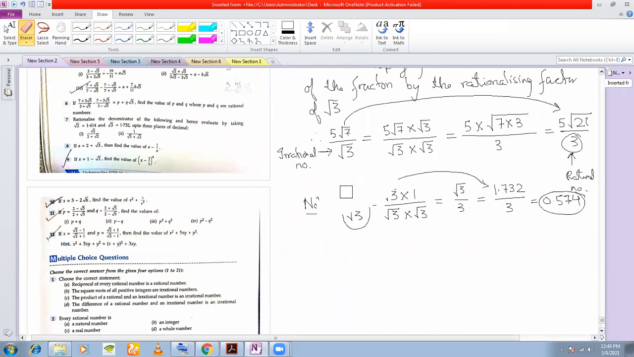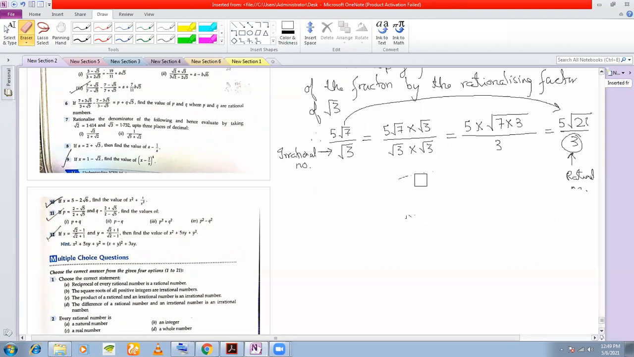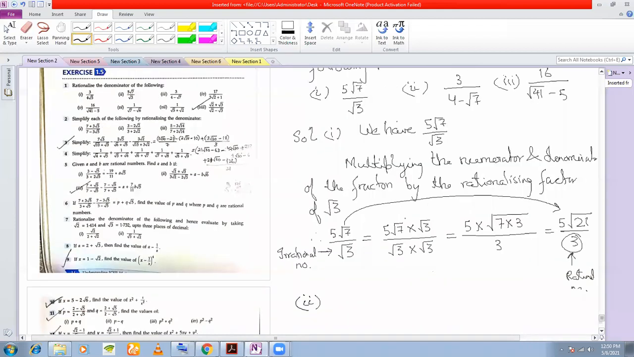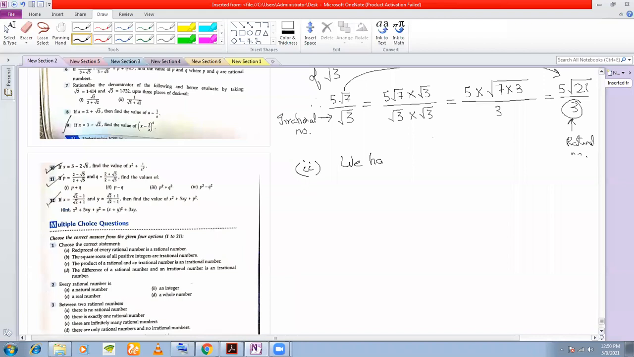Anyway, let us proceed with the next problem, number 2. We have 3 by 4 minus root 7. Now what you do here is multiply the numerator and denominator by the rationalizing factor. What is the rationalizing factor of 4 minus root 7? It is 4 plus root 7. In fact, you can also take minus 4 minus root 7.